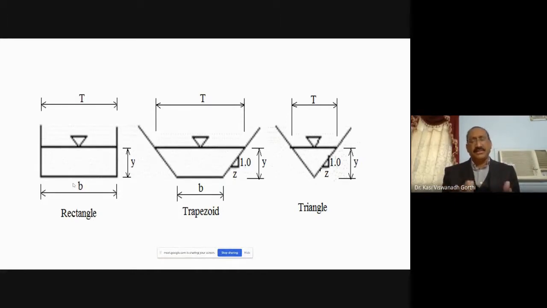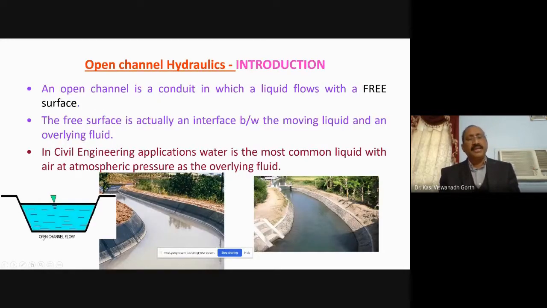It need not necessarily be a trapezoidal section. Canals or channels may be of any shape. Different shapes are shown here, like a rectangular canal, a trapezoidal canal, a triangular canal, circular, parabolic. Several shapes of canals could be there. But in the figure, just to have a typical representation, a trapezoidal canal is shown here.